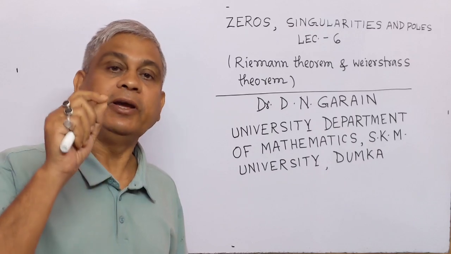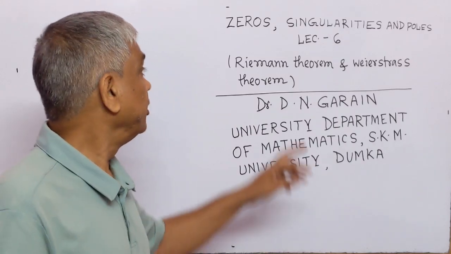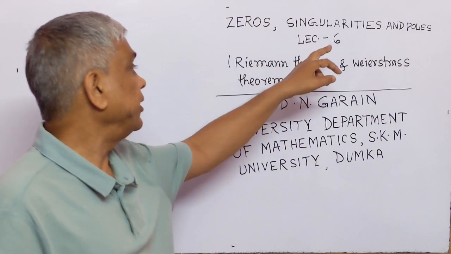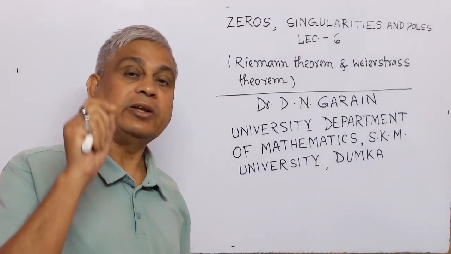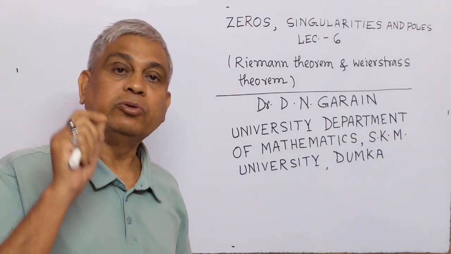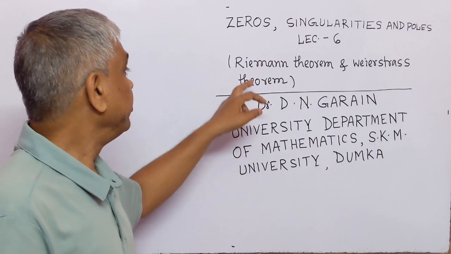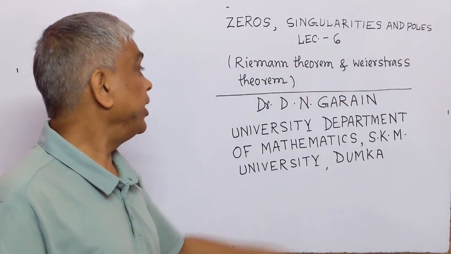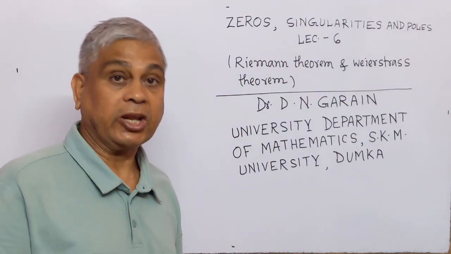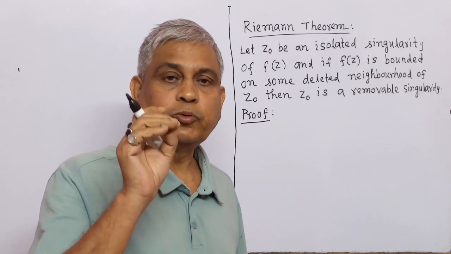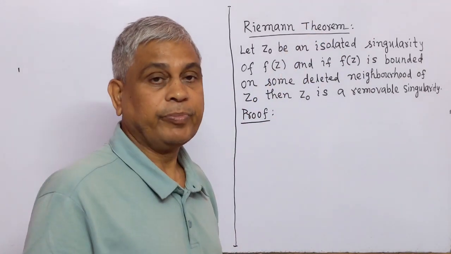Today I will tell you our lecture on zeros, singularities and poles. Lecture number 6, in which I will prove the Riemann theorem and Weierstrass theorem. Now we prove Riemann theorem.